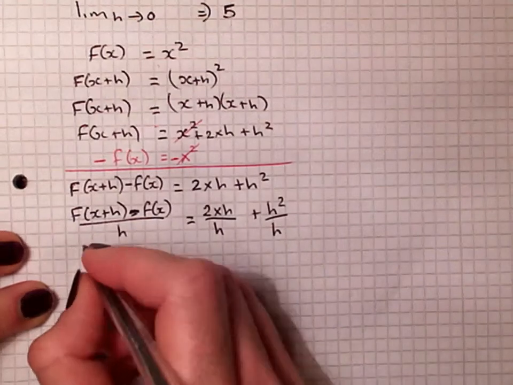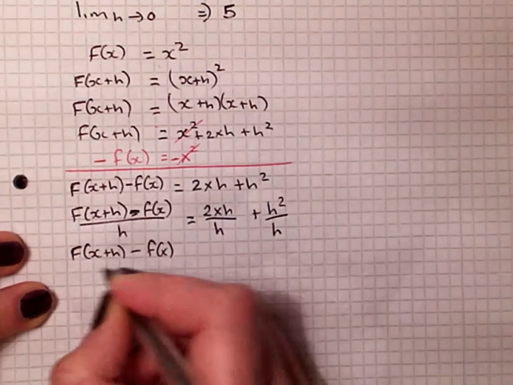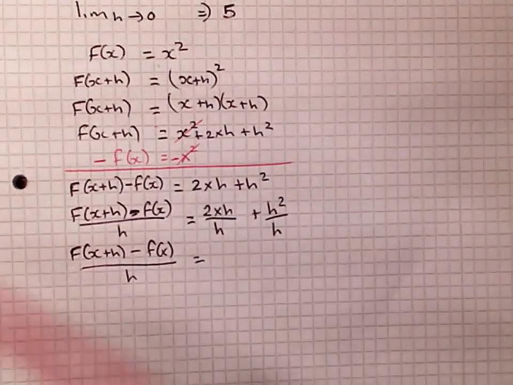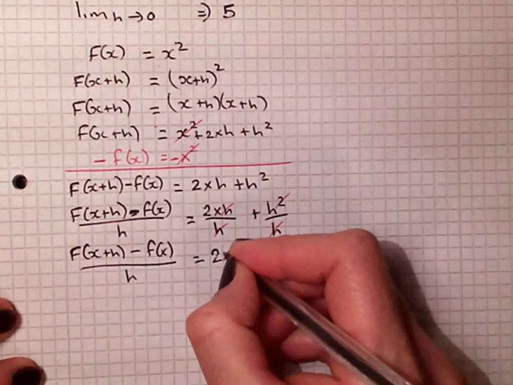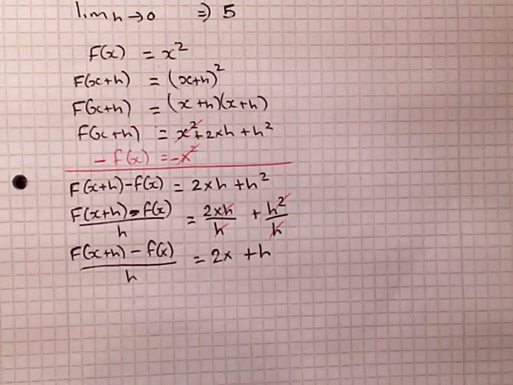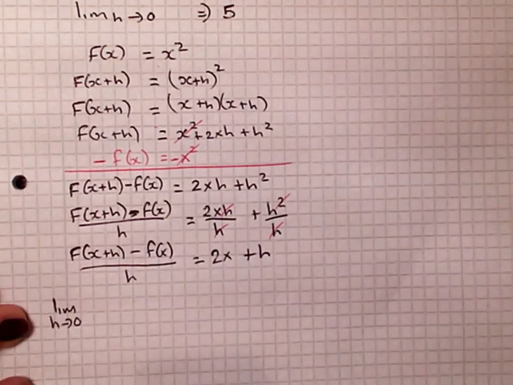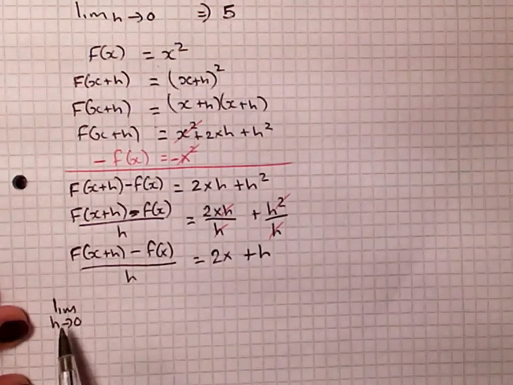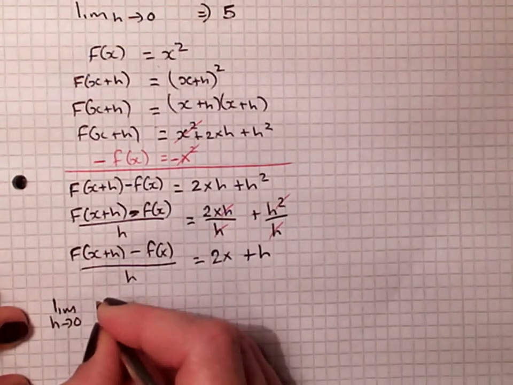It's easier for cancelling. So f of x plus h minus f of x all divided by h is equal to, your h's cancel and one of your h's goes out with your squared, so you're left with 2x plus h. Now the last step is the limit as h tends towards 0. Okay, so remember, the smaller the change, the closer you're going to get to your value for the differential.